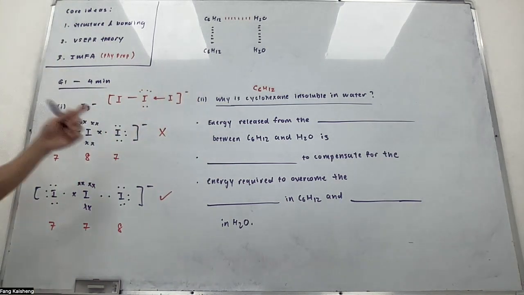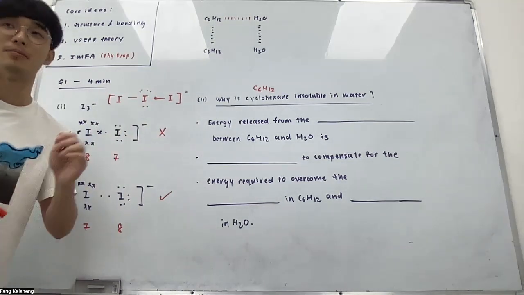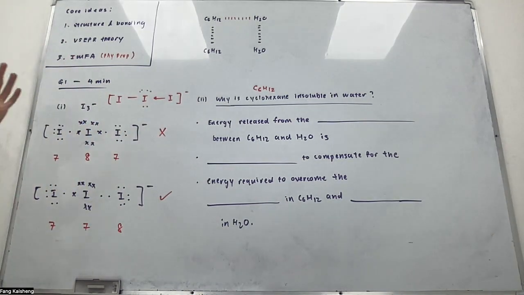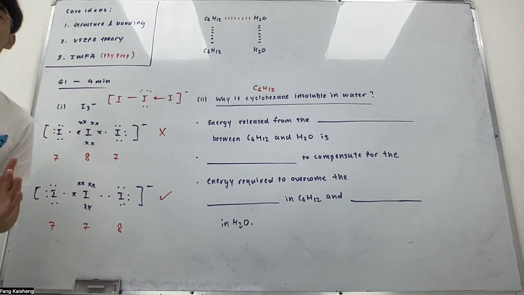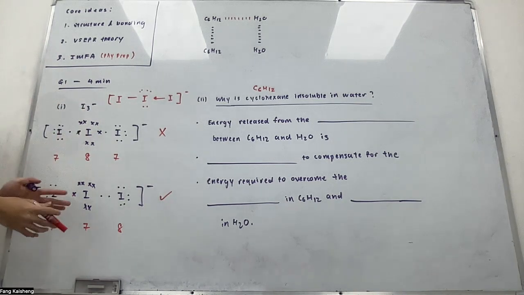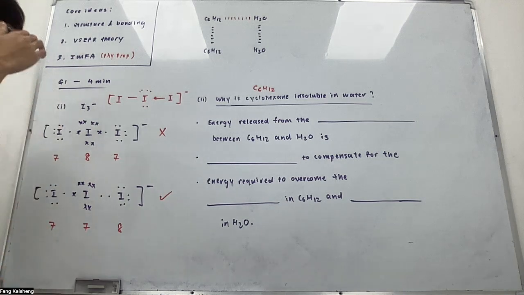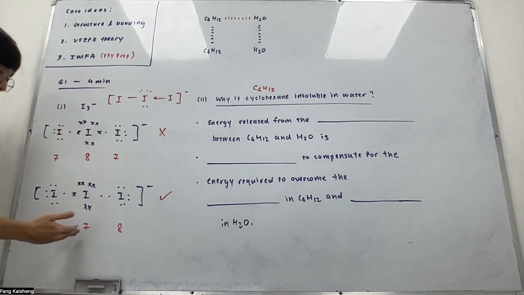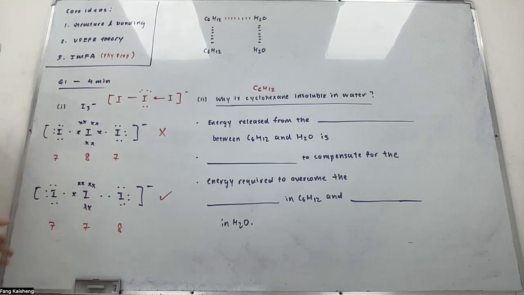Now, I used to tell you guys that the dative bond is always the center given to the side, right? But this is a special scenario. You will see why in a short while. Okay, first, in regards to the drawing. Now, let's see why it has to be 778, not 787.